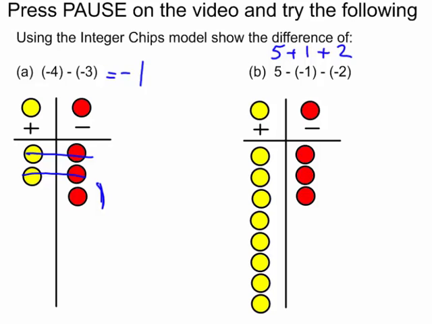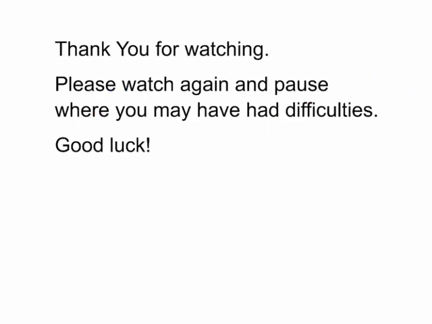So I'm starting with my 5 unbalanced positive chips. Take away 1 chip. There it goes. Take away 2 more negative chips. There they go. And I get an unbalanced value of 8 positive chips.